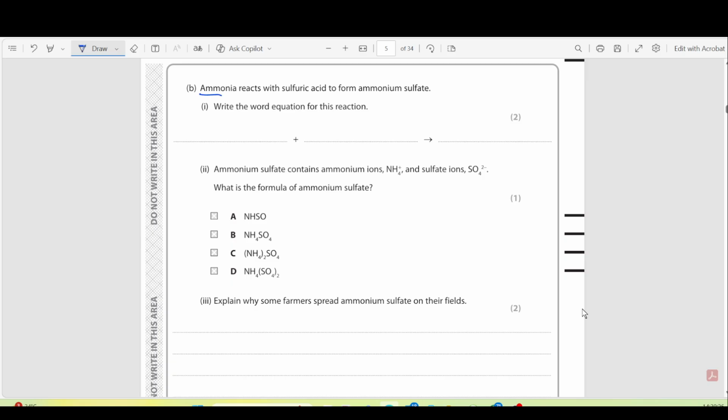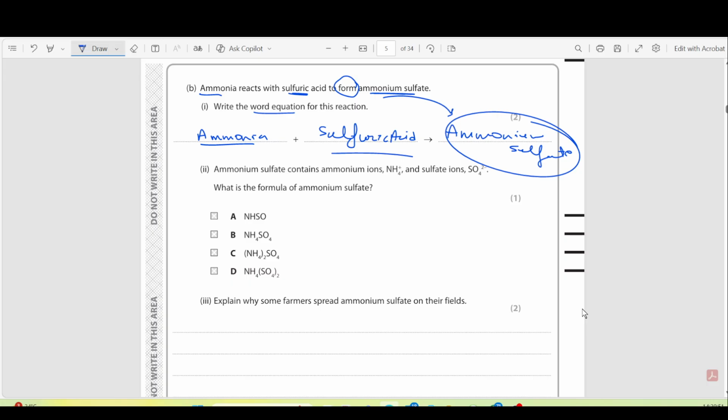Ammonia is reacting with sulfuric acid, and what it is forming is ammonium sulfate. We have to just write it in words. So here we can write ammonia, because this is a reactant, we write reactants this side, and then sulfuric acid, and what it is forming is ammonium sulfate. So this is the product, these two are reactants, we write the product after the arrow. This is showing that these two are combining, and this is what it is forming.